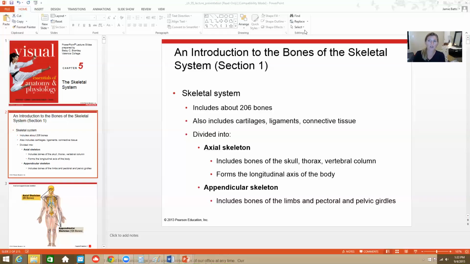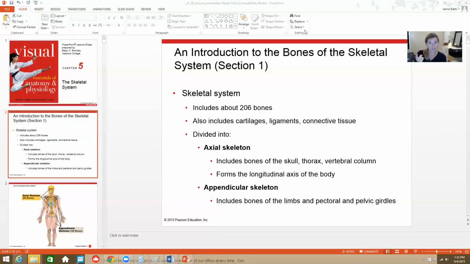So let's talk in general about the skeletal system. Obviously, there's over 200 bones that you have in your body. You're not going to have to know all of them for this class, so that's a good thing. But this is also in addition to all the cartilage, all the ligaments, all the connective tissue. It's all part of the skeletal system.